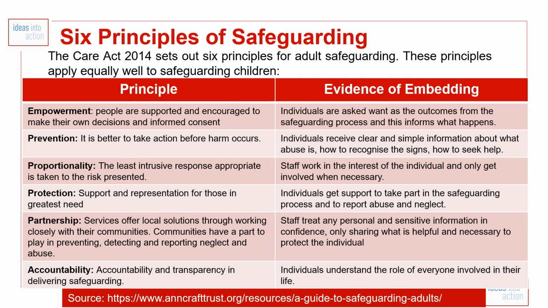And the final principle of safeguarding is accountability, that there is accountability and transparency in everything that we do to deliver safeguarding. And the evidence of that would be that the individuals supported understand the role of everyone involved in their life. And the source for these principles is given at the bottom there, the Anne Craft Trust.